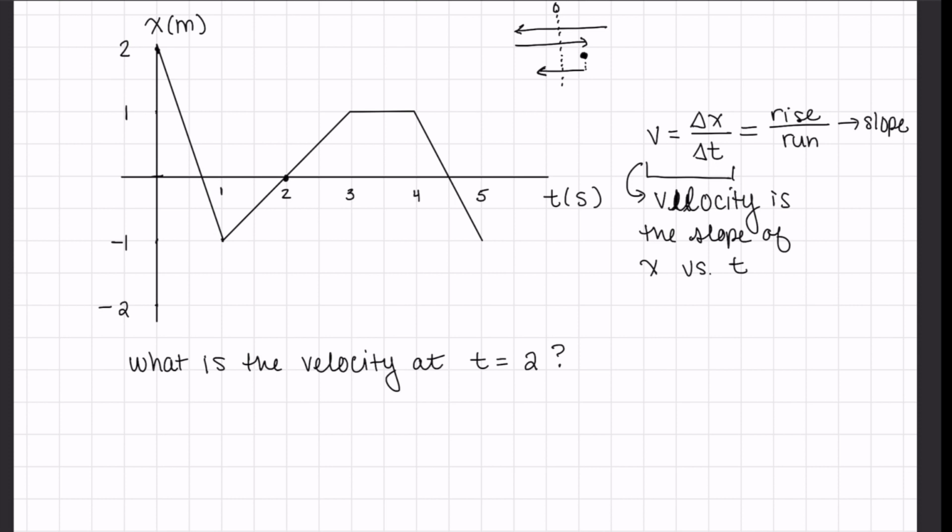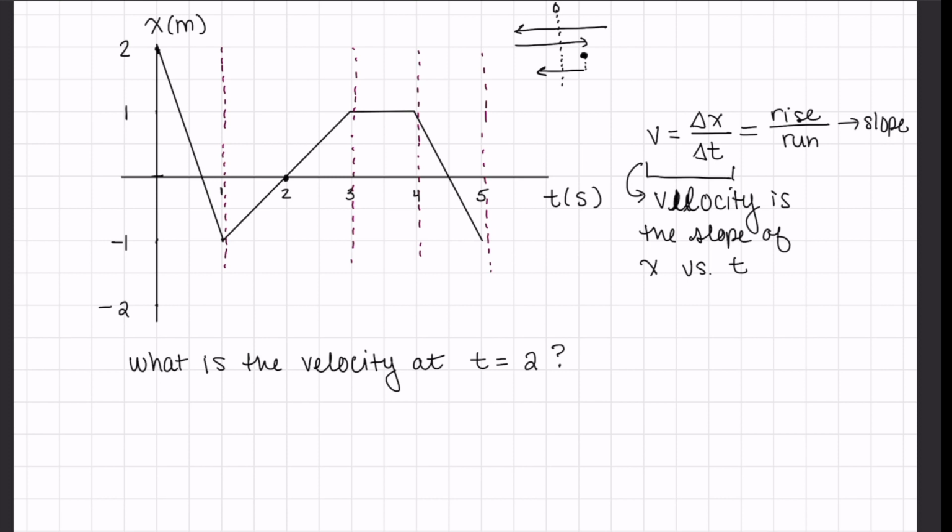And what I mean by that is that from 0 to 1, there's a constant slope, which means that the v is not changing at any point in that time interval. Same as from 1 to 3, from 3 to 4, and then from 4 to 5. So all of these are the time intervals where we could use this to solve for velocity.